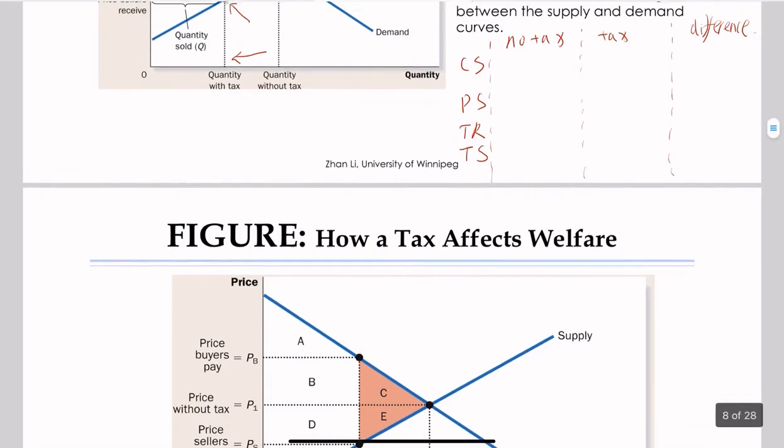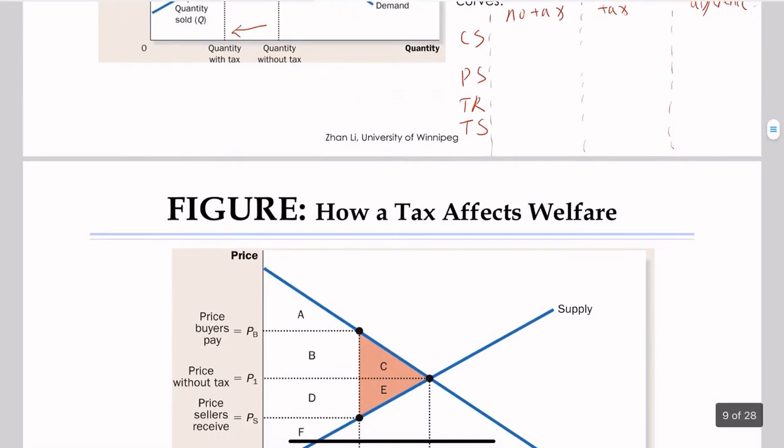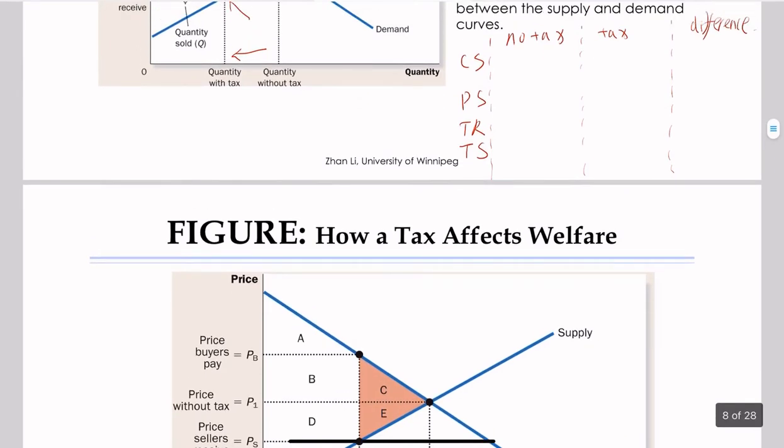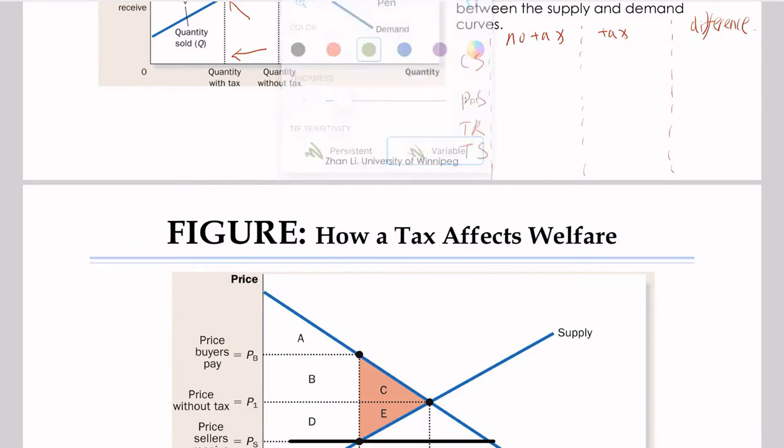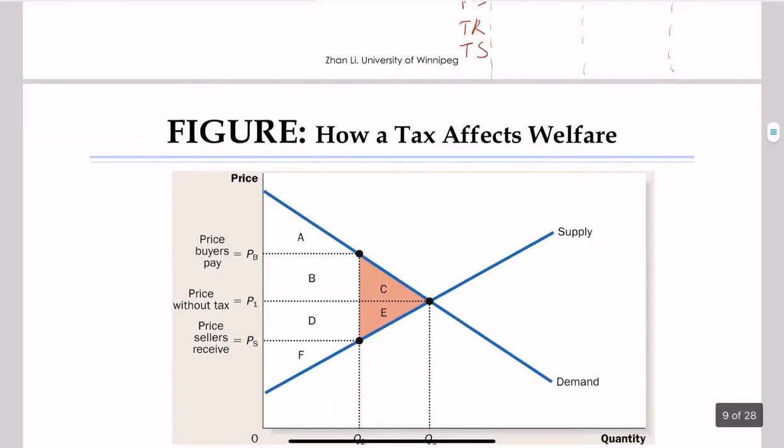So first, if there is no tax, you can see that consumer surplus is given by A plus B plus C, right? Just look at this graph. You can see that the consumer surplus is given by the area between the demand curve and the price. Price is given by P1. So the area between P1 and the demand curve is A plus B plus C.